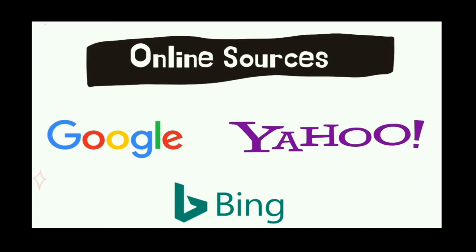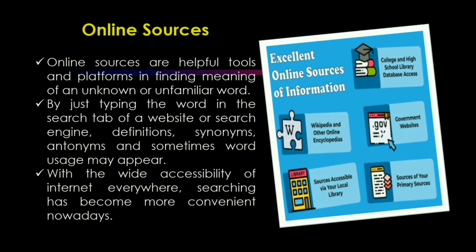This pandemic has triggered new ways of learning. We don't just resort to using books like the way we used to do in school during our face-to-face classes, but digital learning has emerged as a necessary resource for students like you in this new normal setup. Online sources are helpful tools and platforms in finding the meaning of an unknown or unfamiliar word. By just typing the word in the search tab of a website or search engine, definitions, synonyms, antonyms, and sometimes word usage may appear. With the wide accessibility of internet everywhere, searching has become more convenient nowadays.